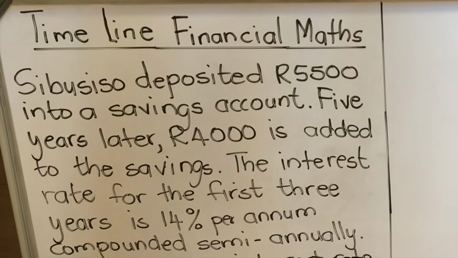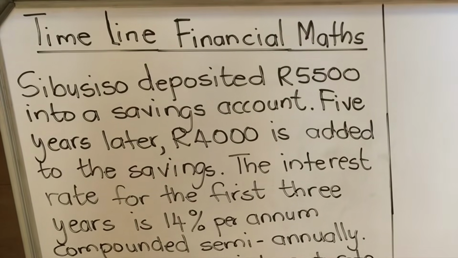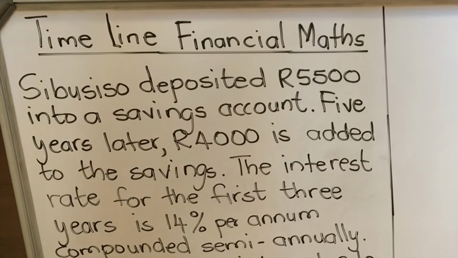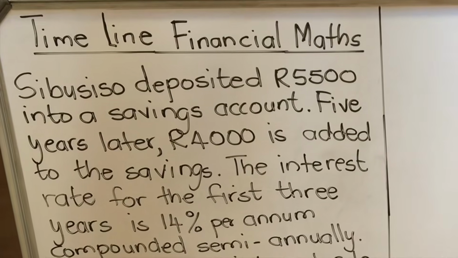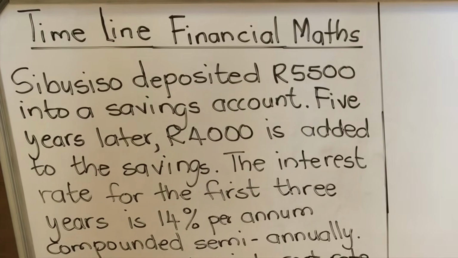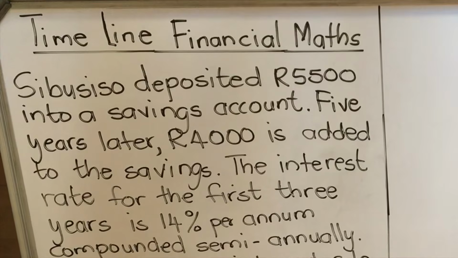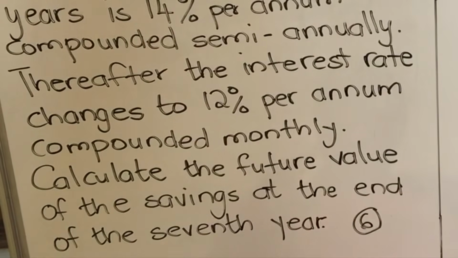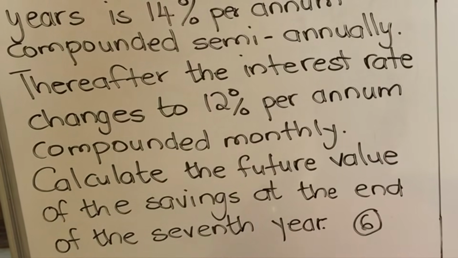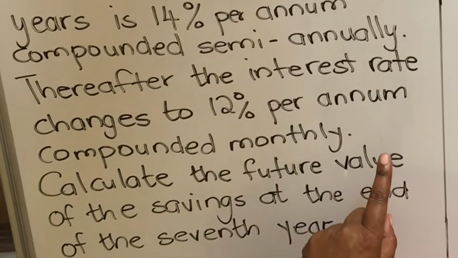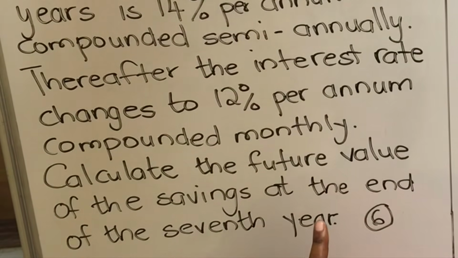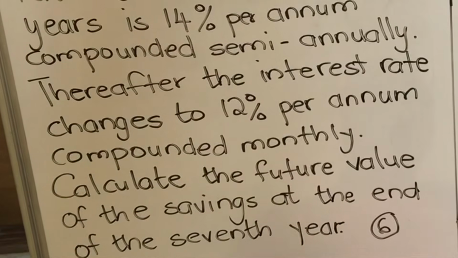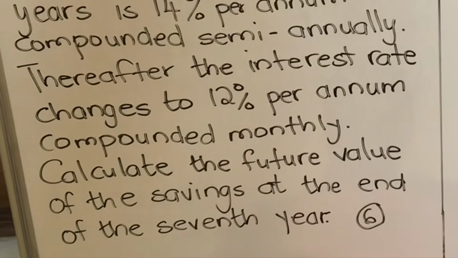It says Pusiso deposit 5,500 into a savings account. 5 years later, 4,000 is added to the savings. The interest rate for the first 3 years is 14% compounded semi-annual. Thereafter, the interest rate changes to 12% annual compounded monthly. Calculate the future value of the saving at the end of the 7th year.